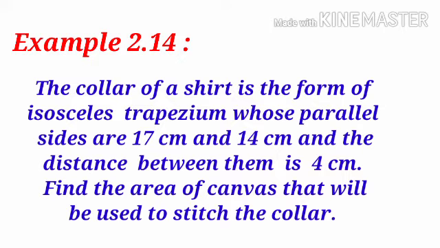Example 2.14. The collar of a shirt is in the form of an isosceles trapezium. What is meant by isosceles trapezium? If the non-parallel sides of a trapezium are equal, then it is known as an isosceles trapezium, whose parallel sides are 17 cm and 14 cm. That is, a and b are given. And the distance between them is 4 cm. That is, the height of the trapezium is given. Find the area of canvas that will be used to stitch the collar. So, in this problem, we have to find the area of the trapezium.